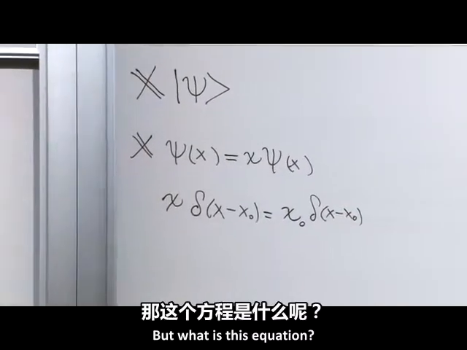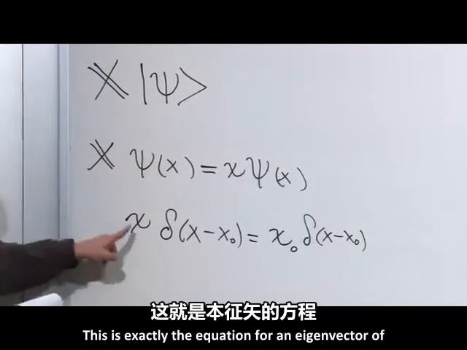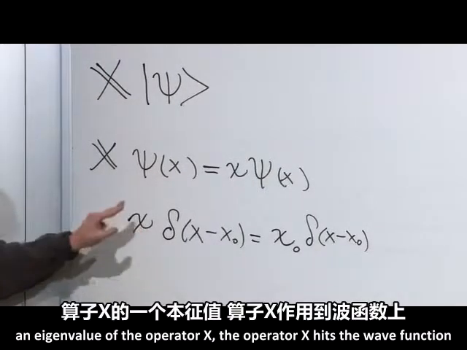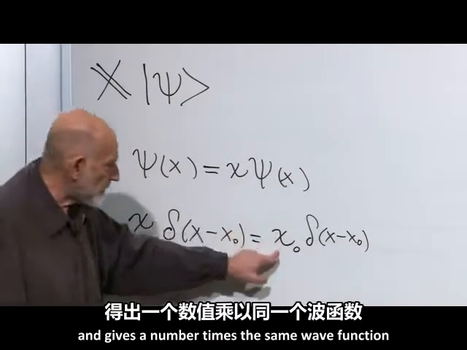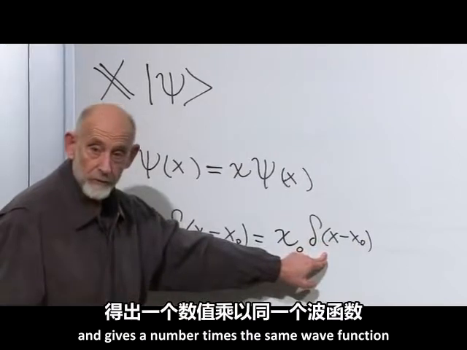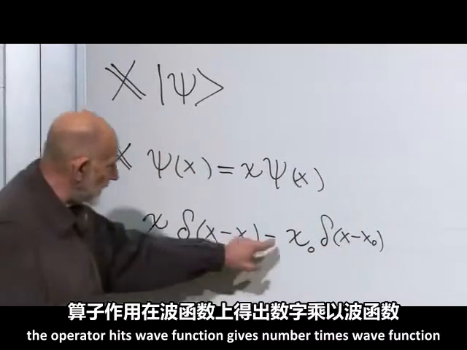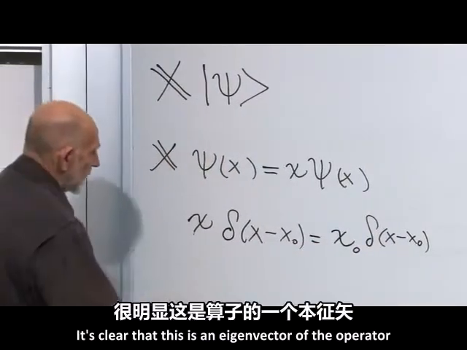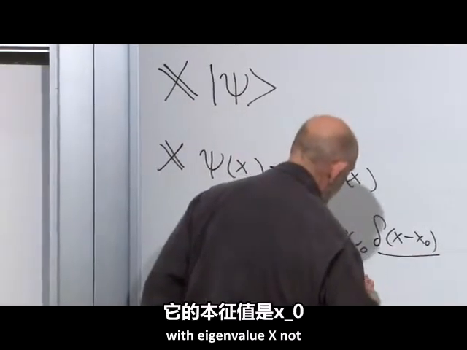But what is this equation? This is exactly the equation for an eigenvector and eigenvalue of the operator x. The operator x hits the wave function and gives a number times the same wave function. Okay? Operator hits wave function, gives number times wave function. It's clear that this is an eigenvector of the operator x with eigenvalue x naught.